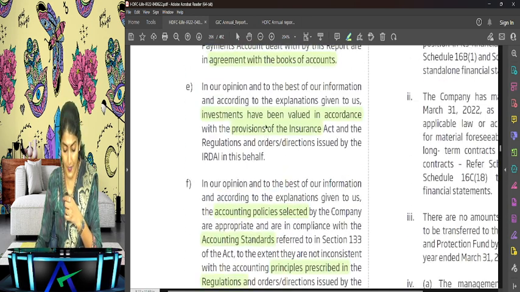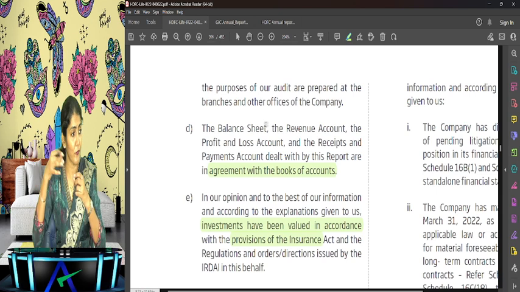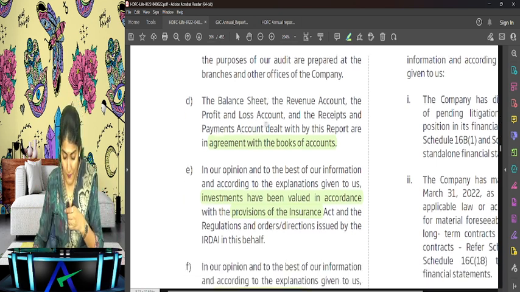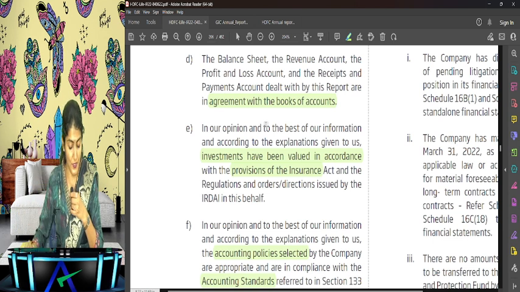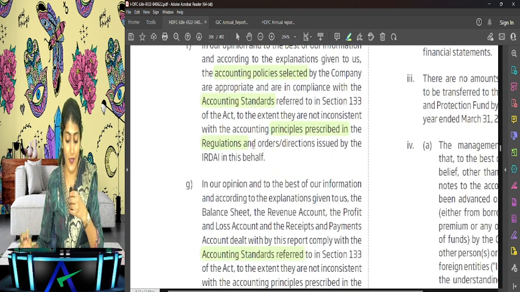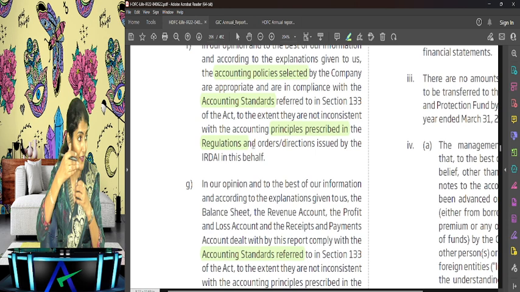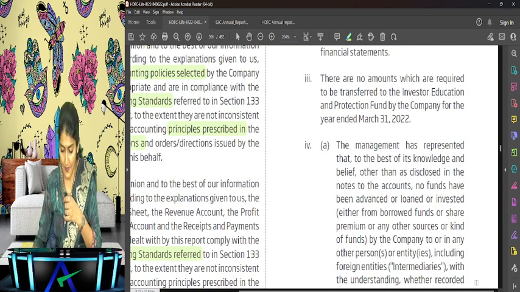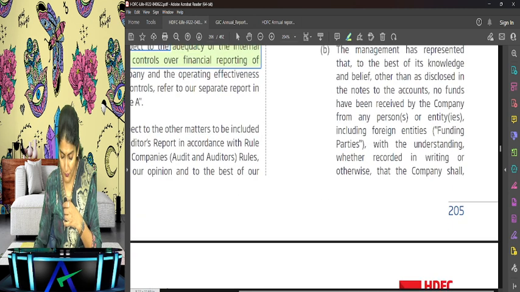Are you understanding? So are they doing a combination of 143(3) and also the other points over there? Other points like whether investments have been valued in accordance with the provisions of the act, whether accounting policies are in accordance with the accounting standards except for those given in the IRDA regulations. Are you understanding that? Right? So are they taking care of both of these over here?